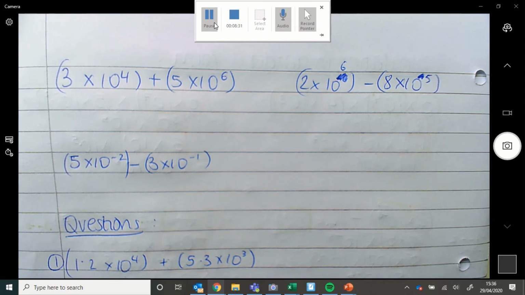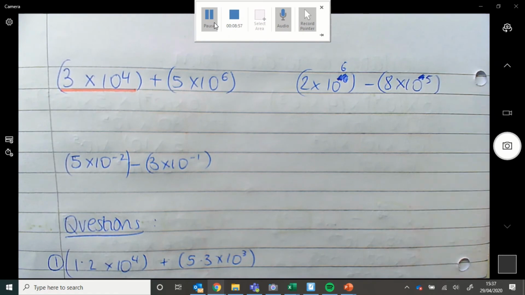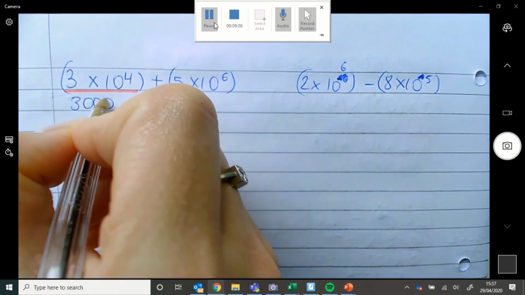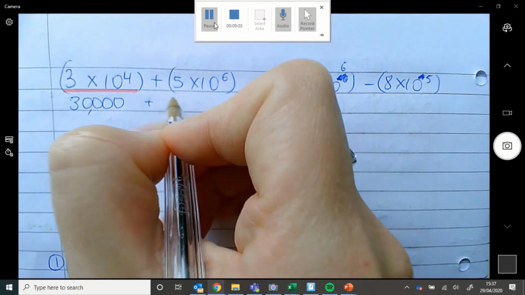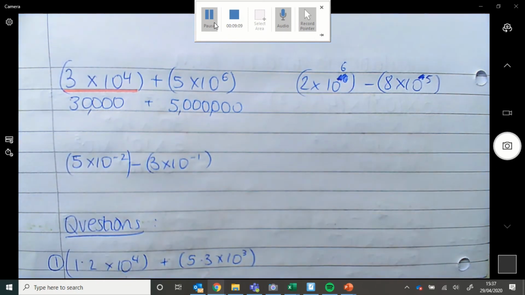Okay, the other type of calculation that you need to be able to do in standard form is addition and subtraction. This, unlike multiplication and division, doesn't have a nice little shortcut that you can do. If you're on a calculator paper, obviously use your calculator. If not, then you have to work it out by hand. What I'm going to do is work out what those numbers are by taking them out of standard form. So my first number, this one here, is going to be 30,000, and this one is going to be 5 million. Okay, so the first one is 30,000, second one is 5 million.